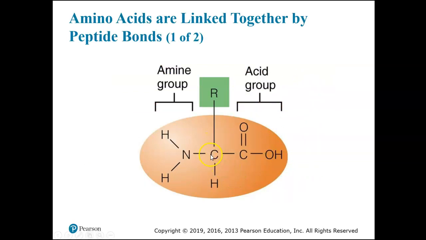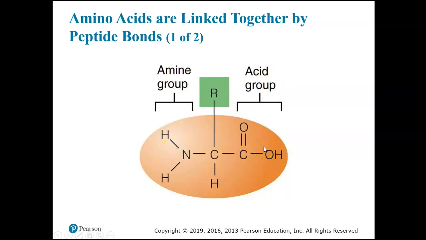It has a central carbon, and then it has an amine group, which is nitrogen bonded with 2 hydrogen atoms. Then there's just a hydrogen group bonded to that central carbon, and then an acid group, which is COOH. That's our carboxylic acid group or our acid group. And that's where you get the term amino acid, from the amine group and the acid group.